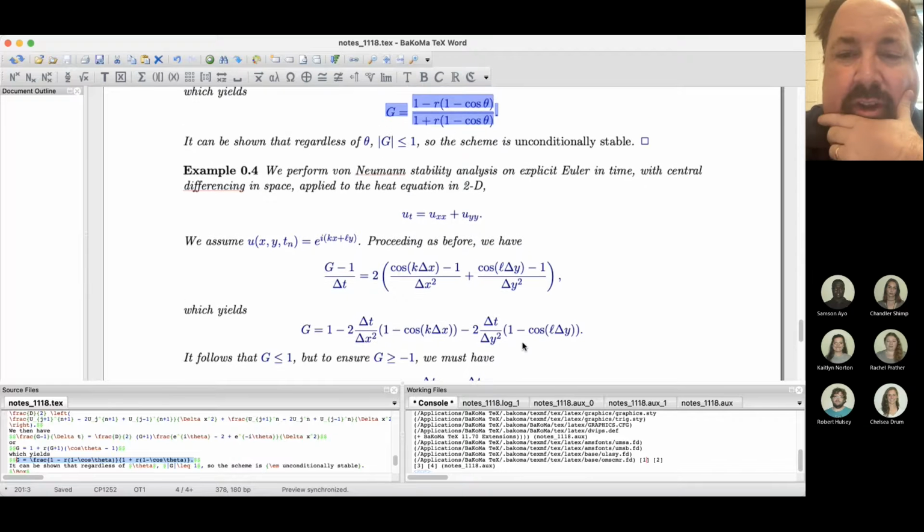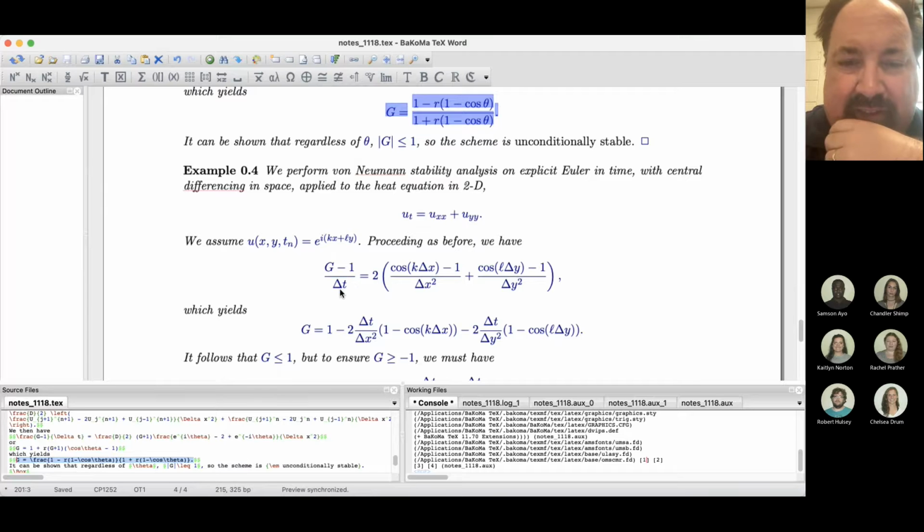Same idea, only 2 dimensions. So you make an appropriate assumption for what the solution at the previous time looks like: e to the I kx plus ly, to account for the second dimension. If you use the same finite difference scheme for uxx and uyy, central differencing in space, explicit Euler in time like before.